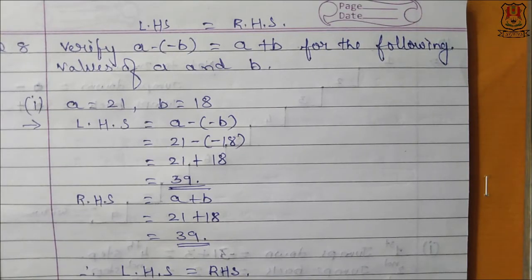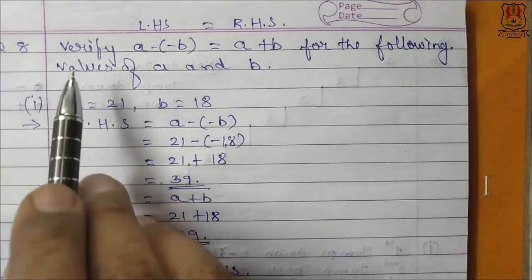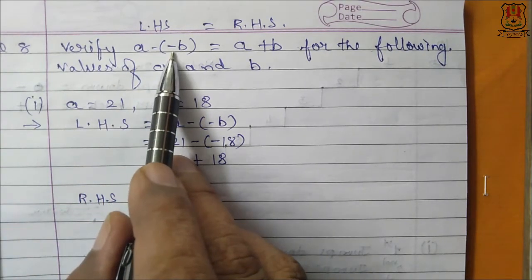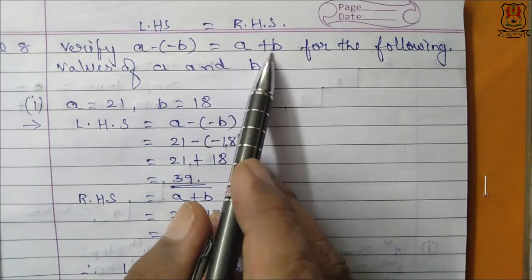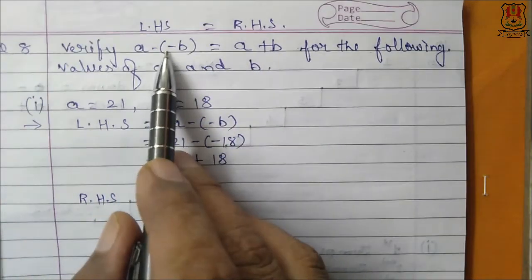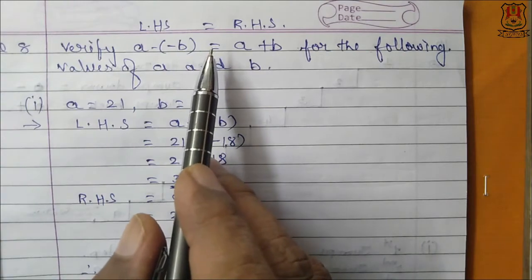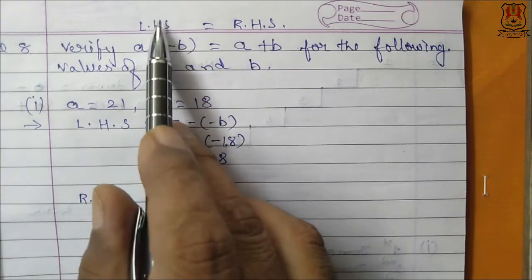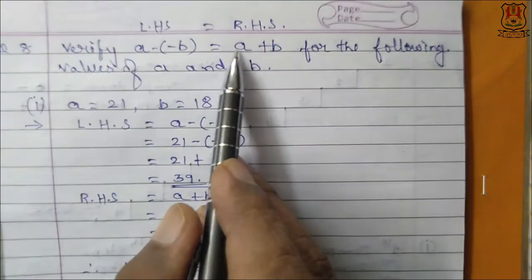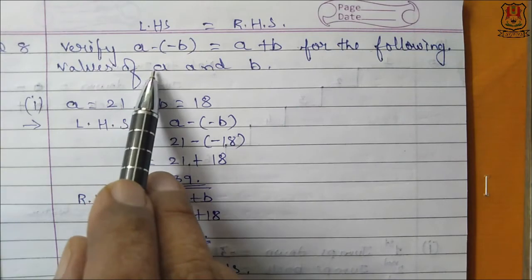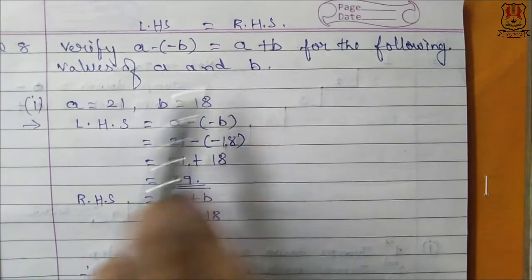Question number 8. It is saying that verify a minus (minus b) is equal to a plus b. Now here two conditions and two statements are given. If we consider this as the left hand side and this one as the right hand side, for the following values, now here we are having values of a and b.